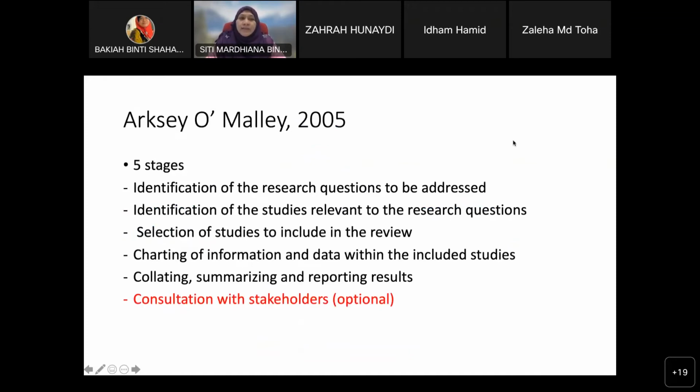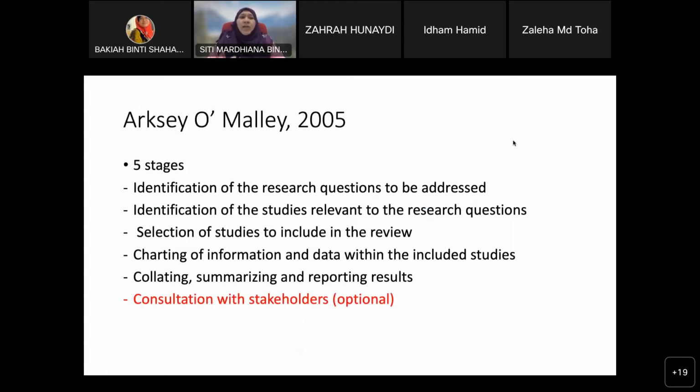Whereas for the Arksey and O'Malley, it involves 5 stages, okay? But basically, if you look carefully between this Arksey and O'Malley and also the JBI guidelines, actually it is almost quite identical because you can see that first of all, you really need to have the protocol and then the methods.